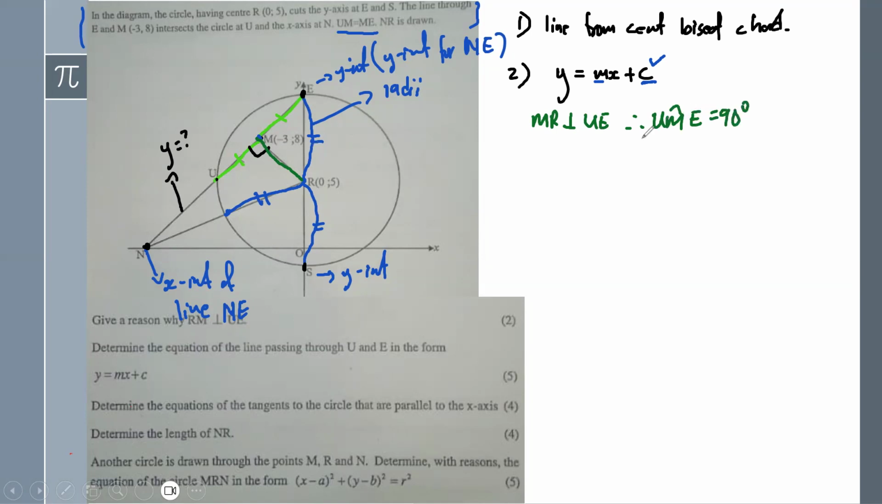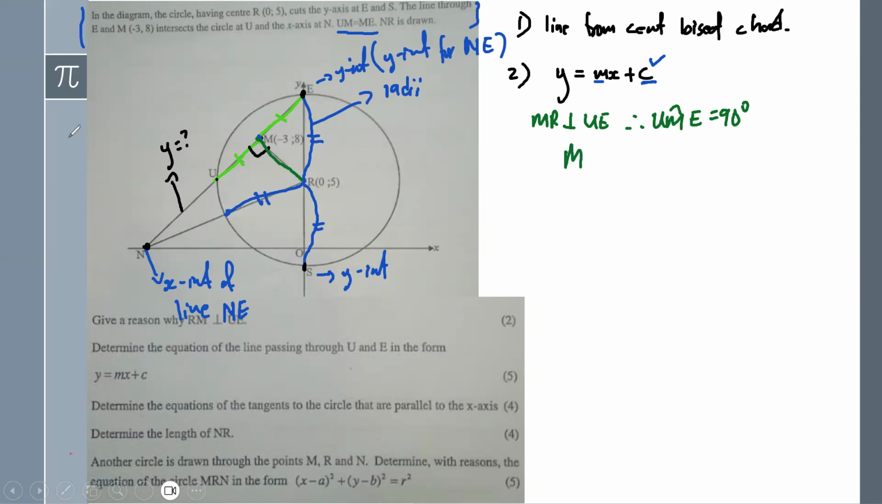And if that is the case, then we know that the gradients of perpendicular lines, if you multiply them, you get -1. That's what we know. So if I find the gradient of MR, I will be able to multiply it by the gradient of UE to get -1. So we're going to use that principle, and I'll show you the quickest way to do this. Let's quickly calculate the gradient of MR.